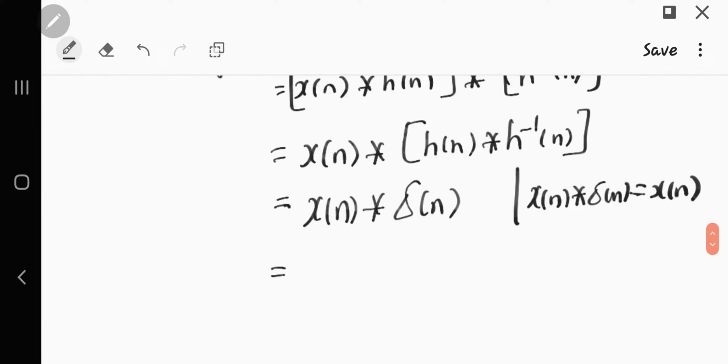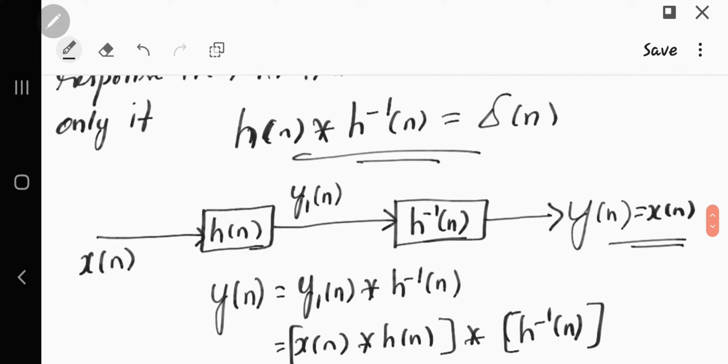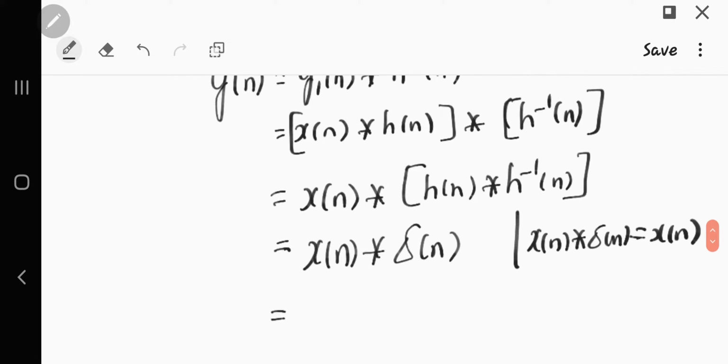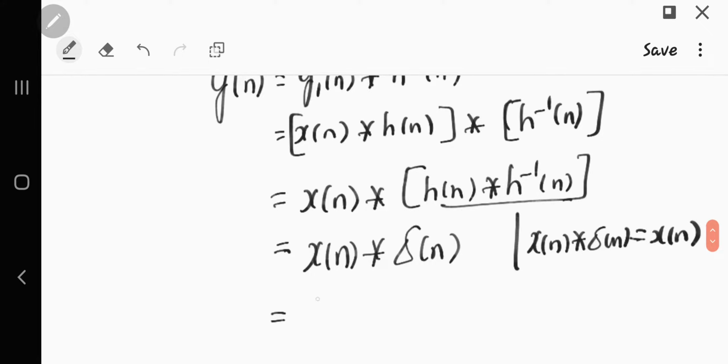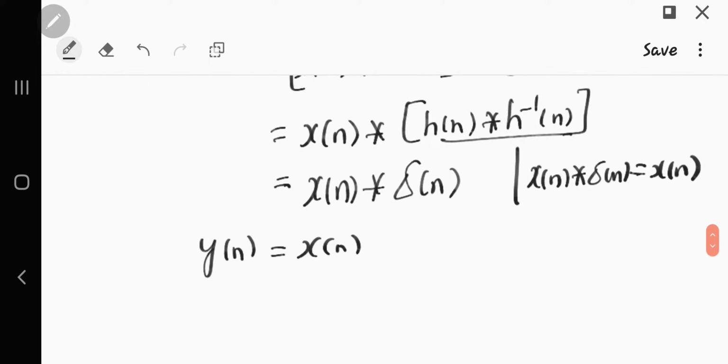To make this happen, the impulse response should be of this form, that is h of n and h inverse of n should produce delta n. If these two produce delta n, then only we can recover our input from the output y of n. So that is the overall explanation of the invertibility property.